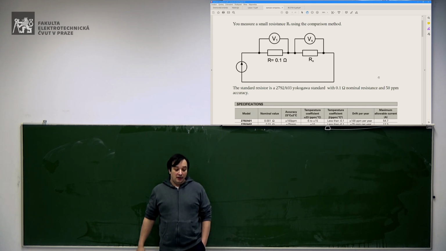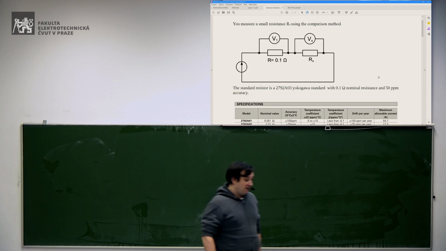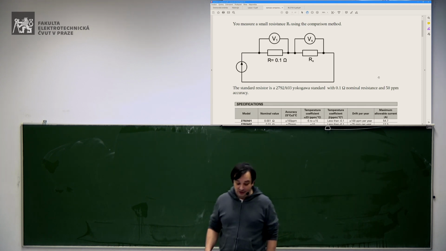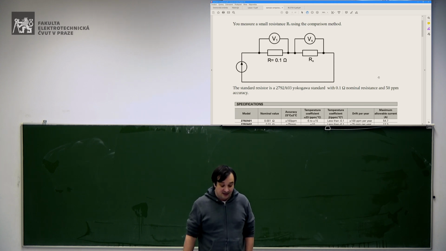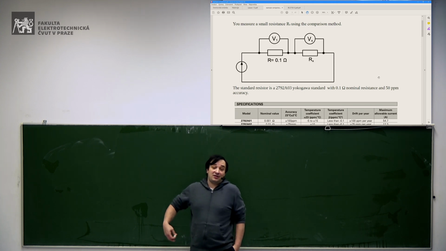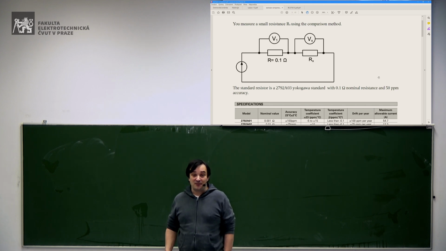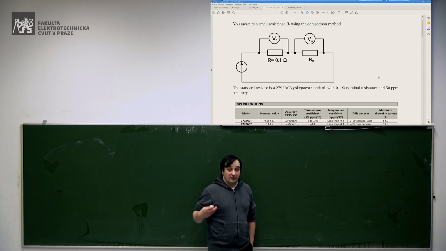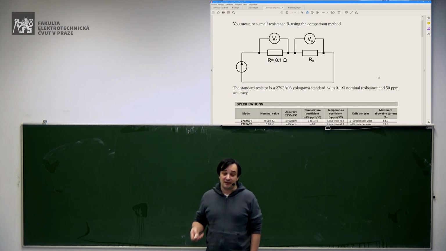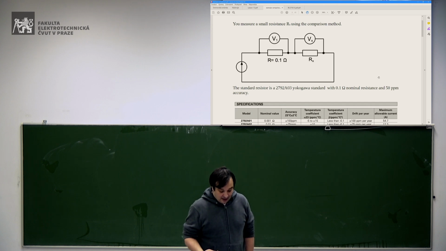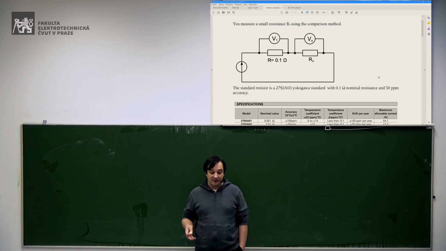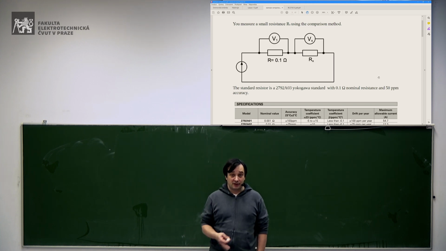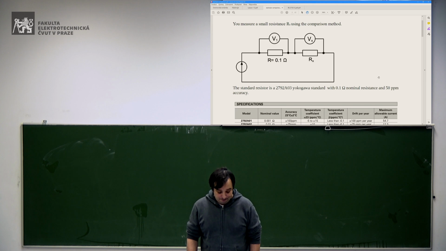Why? I've seen during the lecture that, for instance, if you have a very small resistance and you want to measure a significant voltage, you need a large current. And measuring large current is not something easy. So it's much better to use a series resistor of known value as a resistive standard. In this case, we want to measure something around 0.1 ohms, so also the standard is in the same order of magnitude, 0.1 ohm.